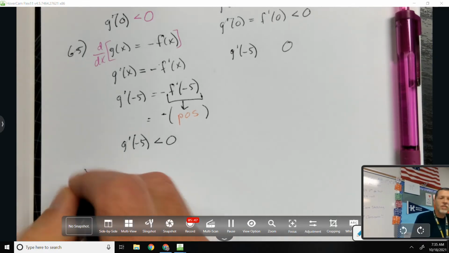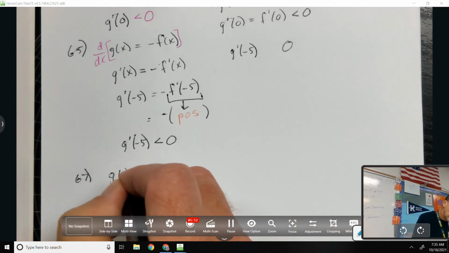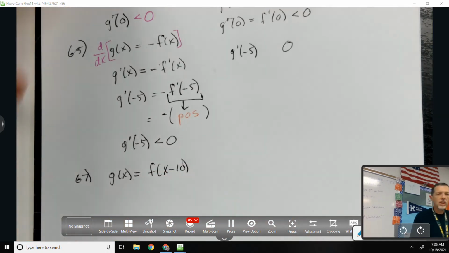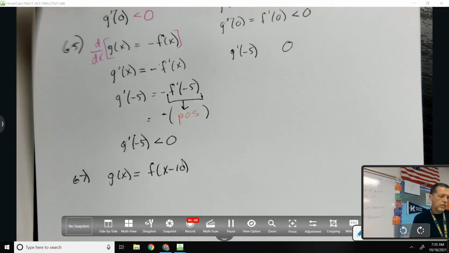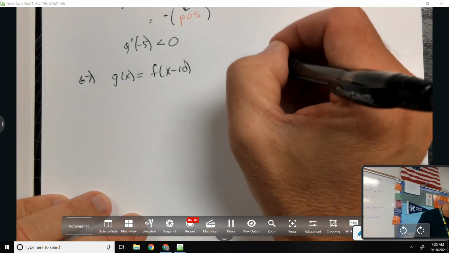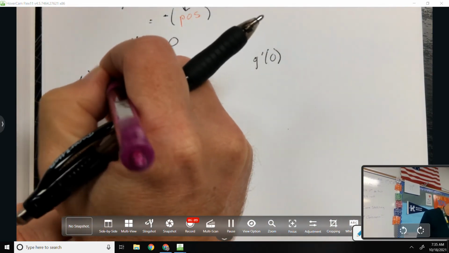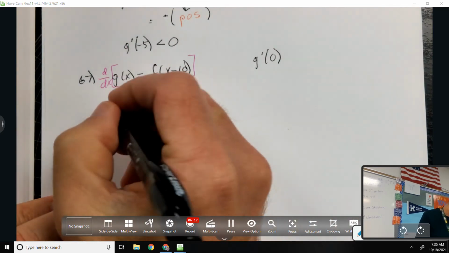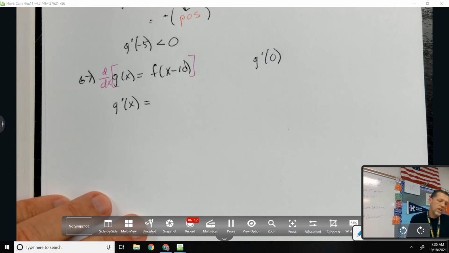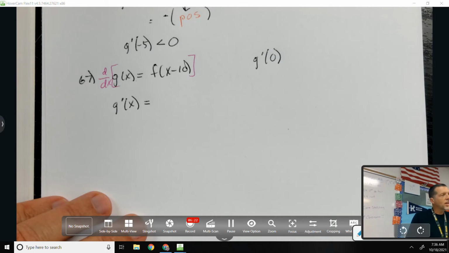Shall we do 67 while we're here? Yes. G of x equals f of x minus 10. And we want to know something about g prime of 0. So again, take the derivative of both sides. G prime of x equals, how do I take the derivative of the right-hand side?